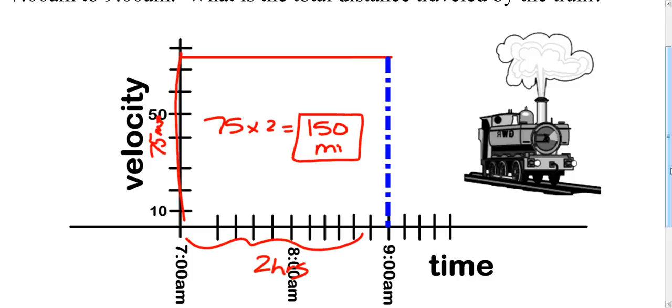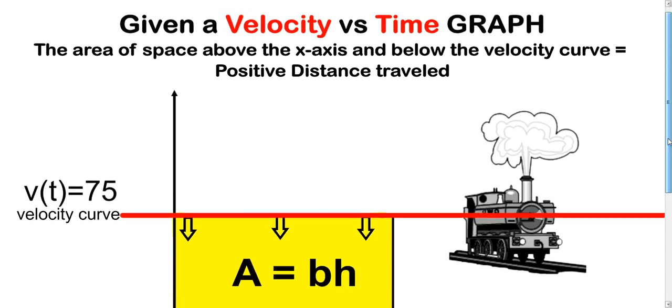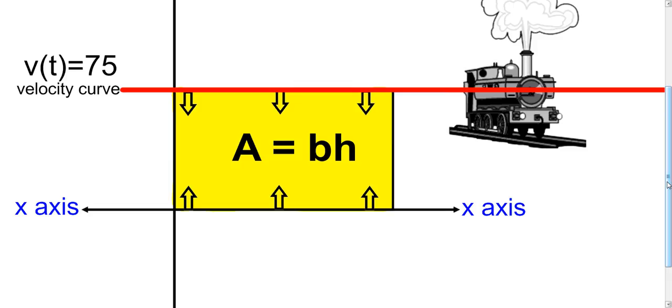But what if it doesn't? So that's how I found this, by the way. The area of space above the x-axis and below the velocity curve gives me the distance traveled. So we talked about that already. In this case, it's a rectangle. I find it by doing base times height. Since the train was going at a constant speed, it created a rectangle. Very easy to do in this case.